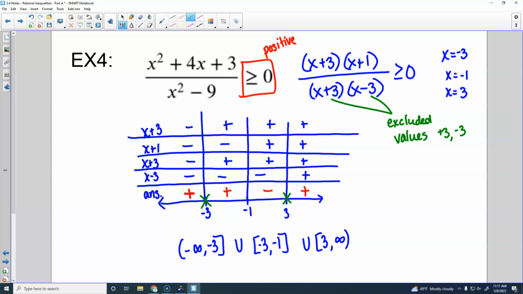So what I'm going to have to do is take my answer and go back at anything with -3. I need to change this so it is a parentheses. So both of these right here need to be a parentheses. They cannot be included because they are excluded values. And then I need to go over here and change that 3 also to a parentheses. It ends up that the -1 is the only one that it can actually equal. So that's your only bracket in the problem.